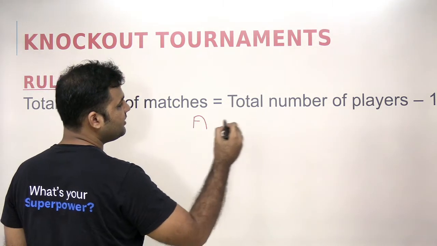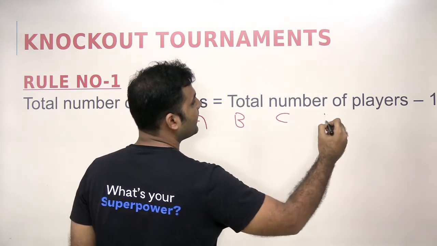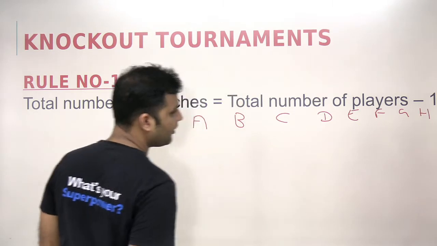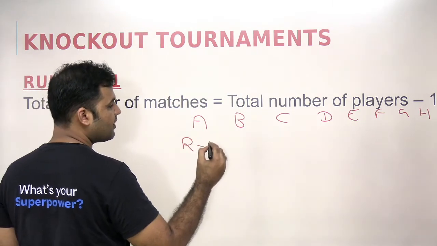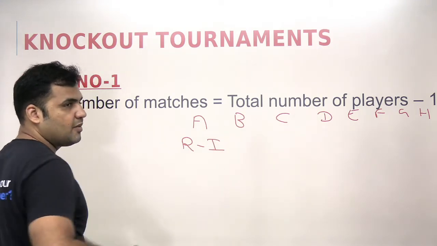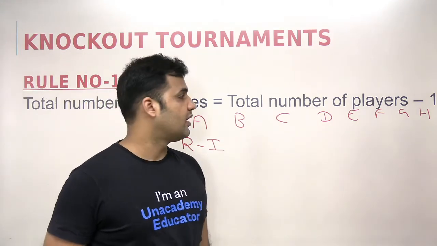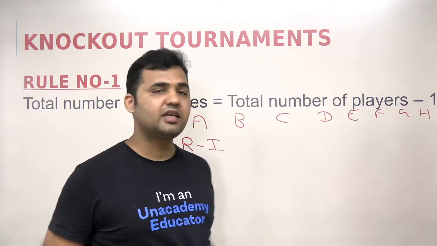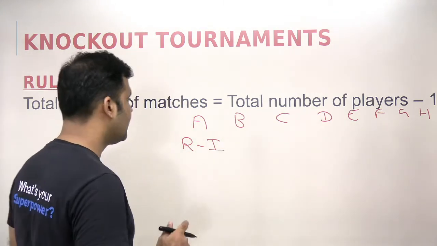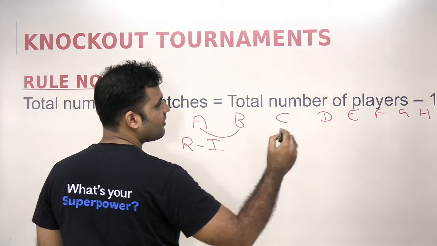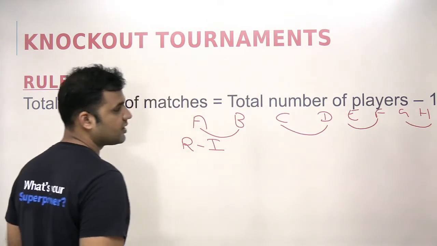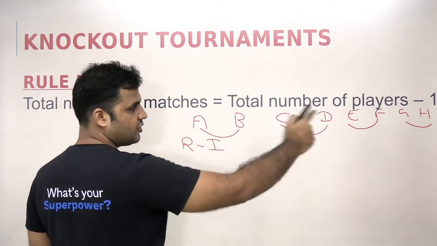So let's say these are the teams A, B, C, D, E, F, G, H. Now, if I talk about round 1, how many matches will be happening in round 1 if the total number of teams are 8? We know that to play one match, there have to be 2 teams. So let's say A and B are playing a match, C and D are playing a match, E and F are playing a match, and G and H are playing a match. Now there will be 4 matches, as you can see.